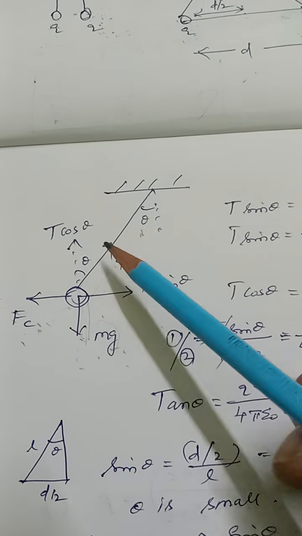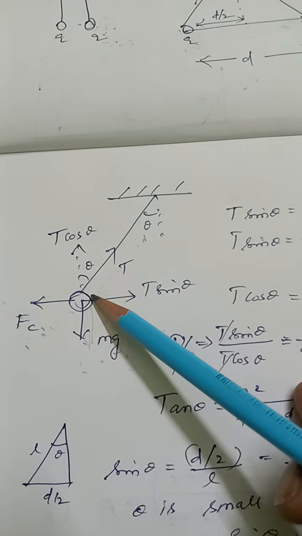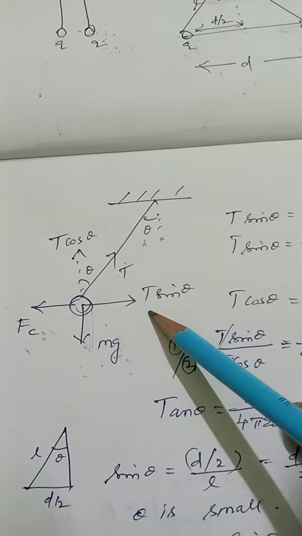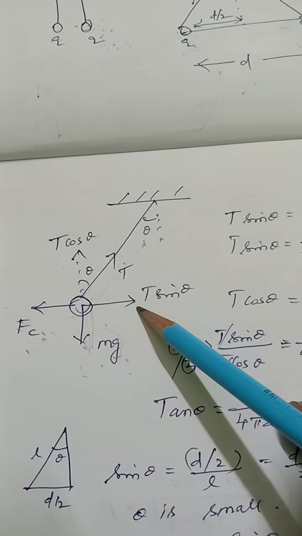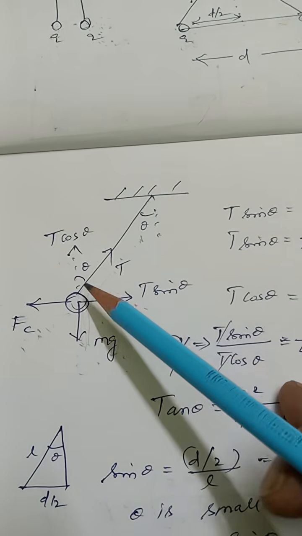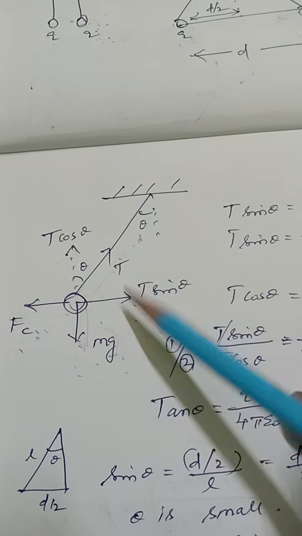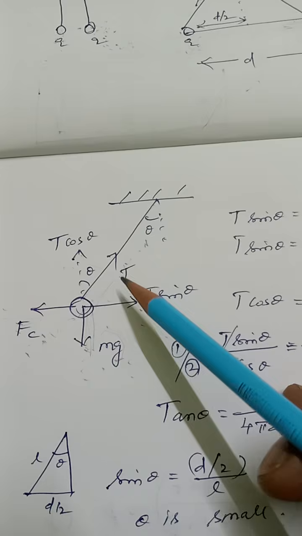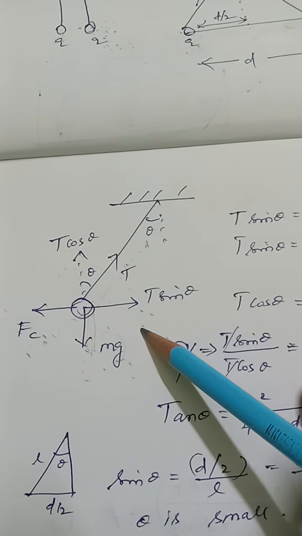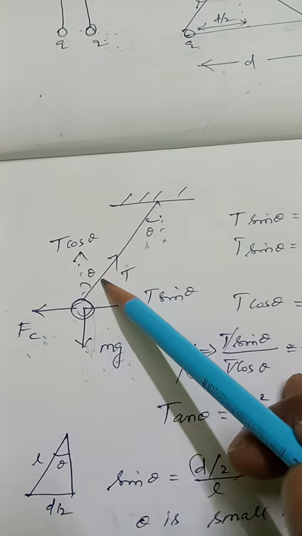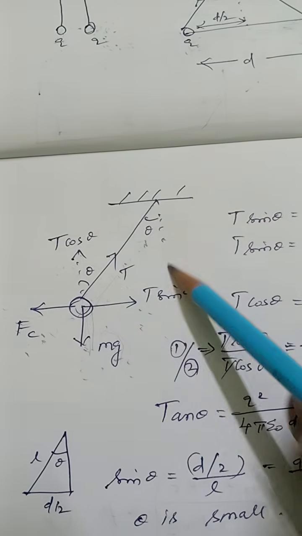Now let us resolve this T, that is tensional force, into its two rectangular components, because this T is neither vertical nor horizontal, it is inclined. So it is resolved into two rectangular components. See, if this angle is theta, then this angle also will be theta, because they are alternate angles.